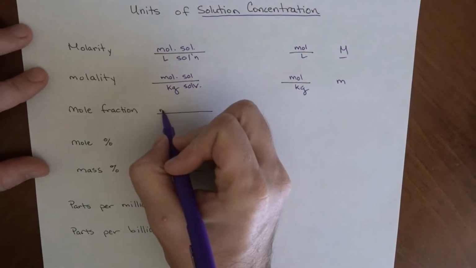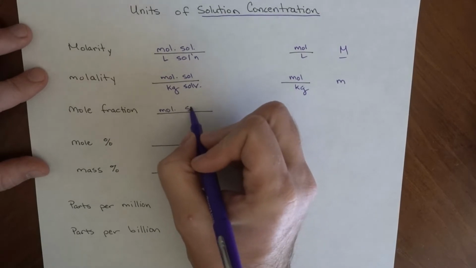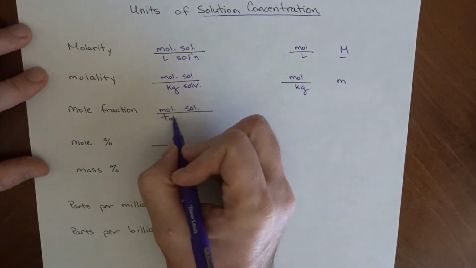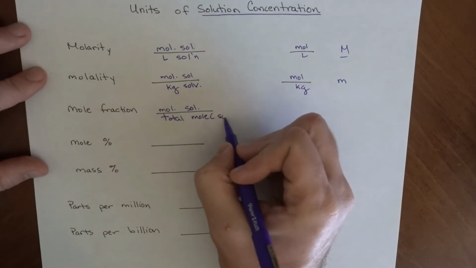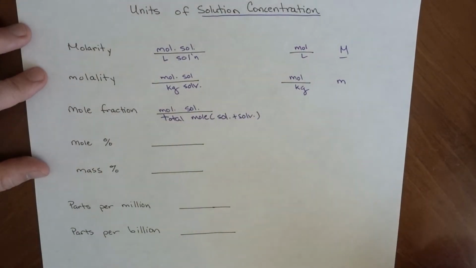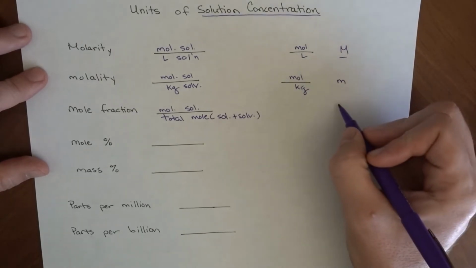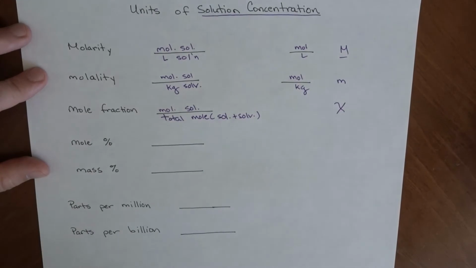Mole fraction is another one. And that is moles of whatever it is we're interested in, we'll call it the solute for now, over the total number of moles present. Okay, so that means solute plus solvent. And that is a unitless number because it's moles divided by moles, and that gets the symbol of chi.